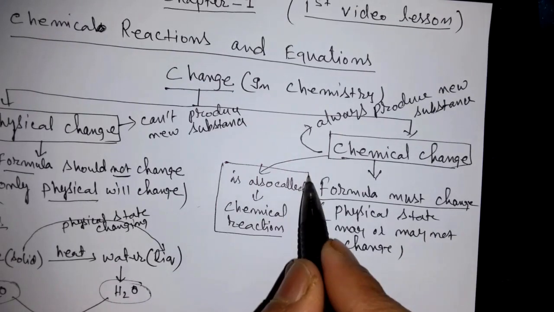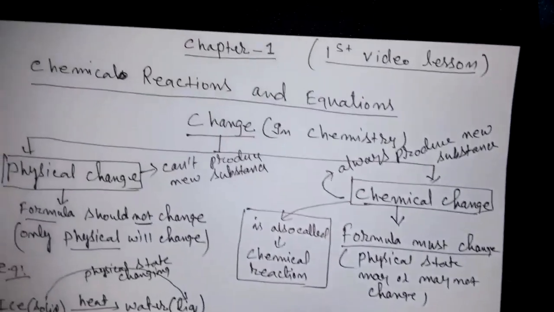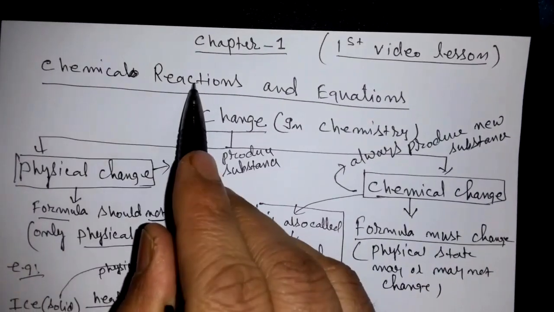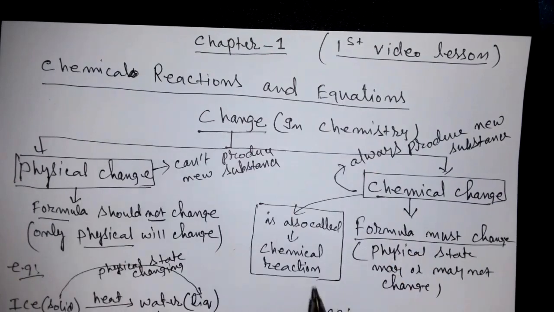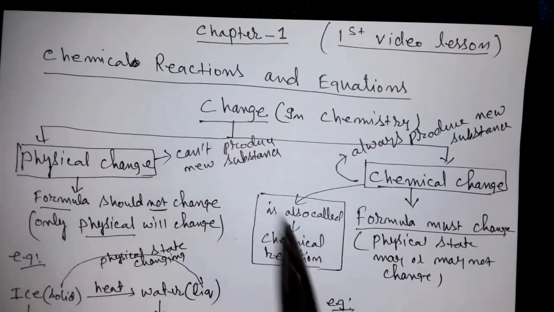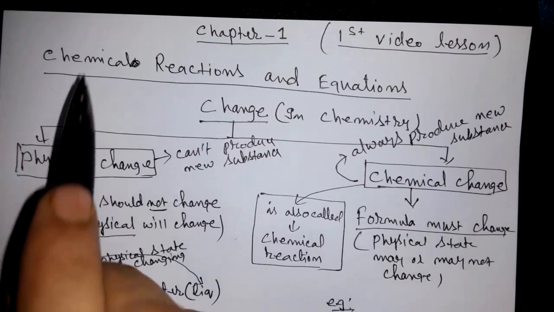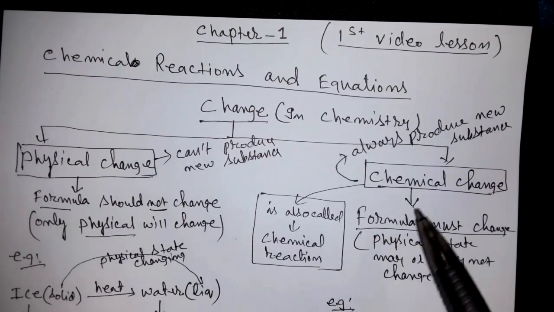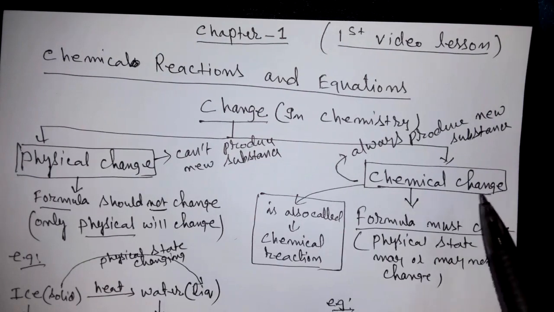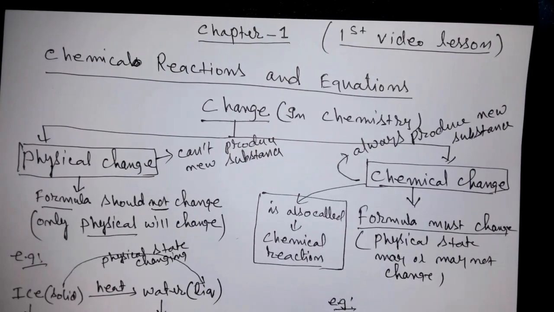So our chapter name is, if you see the name of the chapter, it is chemical reaction and equation. Chemical reaction is just another name for chemical change. So I'll repeat, chemical reaction is another name for chemical change. So chemical change is also called chemical reaction. So what is chemical reaction or what is chemical change?